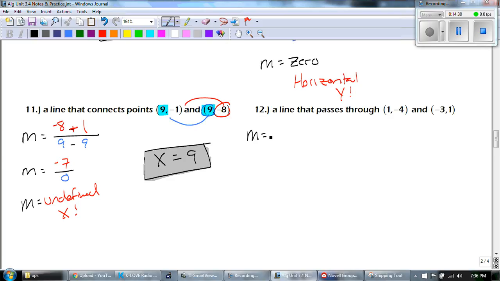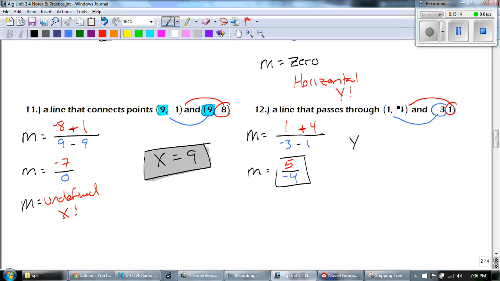All right, number 12, last one. Remember, when they give you 2 points, the first thing we have to do is slope. Okay, so I have 1 minus negative 4, which turns into 1 plus 4. On the bottom, we have negative 3 minus 1. So 1 plus 4 is 5. Negative 3 minus 1 is negative 4. Okay, so I have an actual slope now. And they didn't give me the y-intercept. So I have to go through and figure it out.